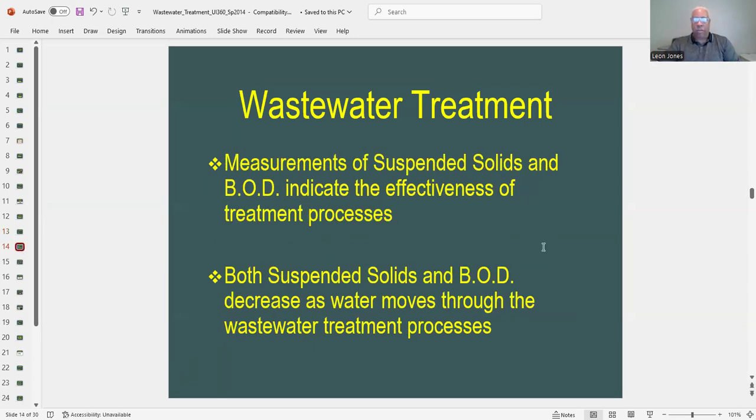Measurements of suspended solids and BOD indicate the effectiveness of the treatment process. Both suspended solids and BOD decrease as water moves through the water treatment processes.